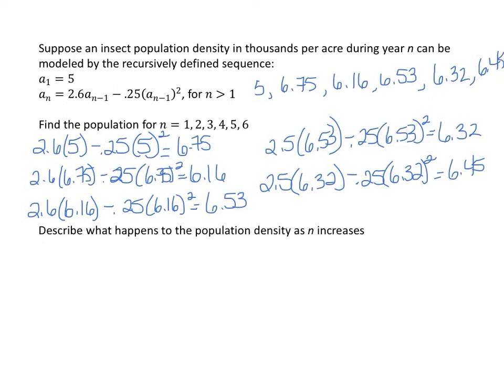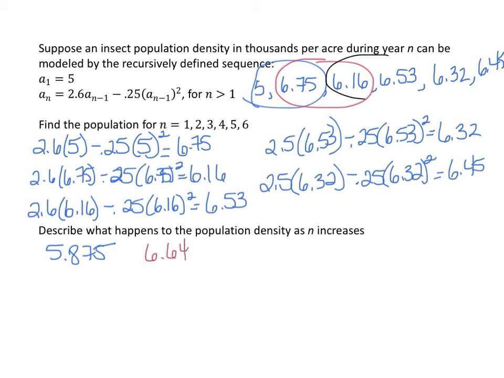What I hope that you've noticed is that these numbers are oscillating, right? So up, then down, then up, then down, then up. What's happening to the population as this value increases is that it's going to oscillate about some value. Now what I do is I take the mean of every pair. So if I take the mean here, I would get 5.875. When I take the mean here, I get 6.64. Then I take the mean here, and actually I calculated this wrong. It's 6.455.